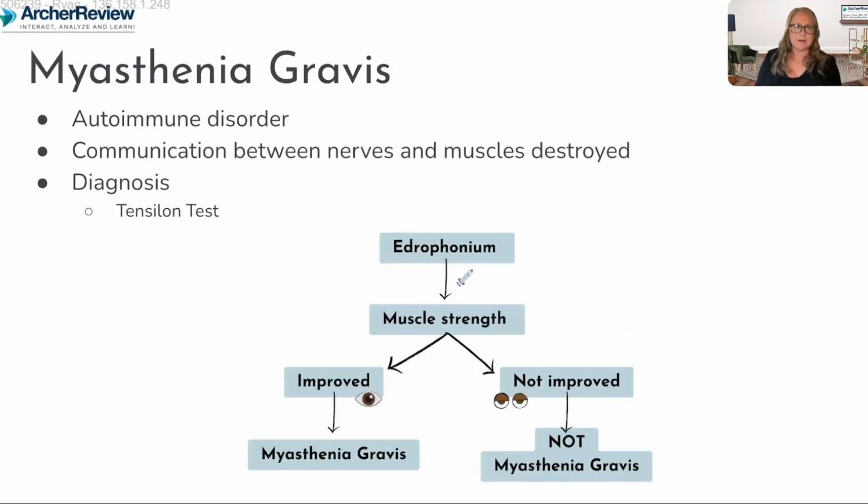We also see myasthenia gravis, where the communication between the nerves and muscles is destroyed by the immune system. So this is all the way at the end of the axon at that neuronal junction where the nerve is trying to tell the muscle what to do. The immune system attacks and stops that from happening. If you remember, the hallmark sign was that ptosis, drooping eyelid, because the nerve couldn't tell the muscle what to do there. And we diagnose it with that administration of edrophonium to see if it makes it better. We call that the Tensilon test.